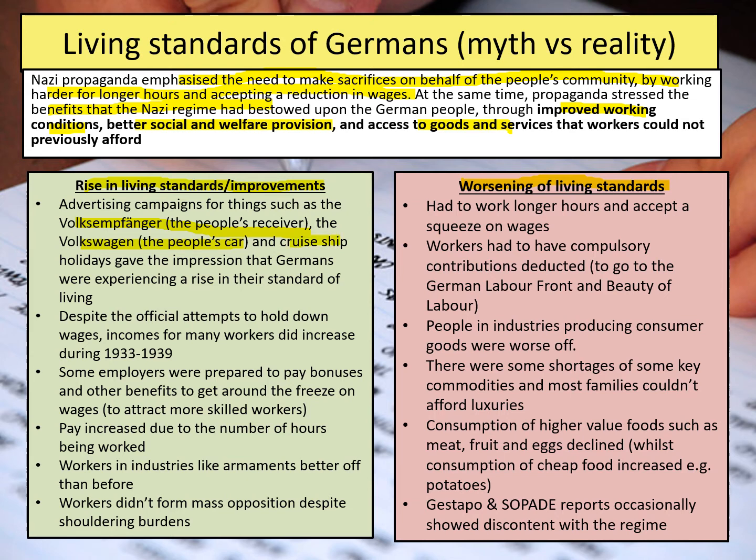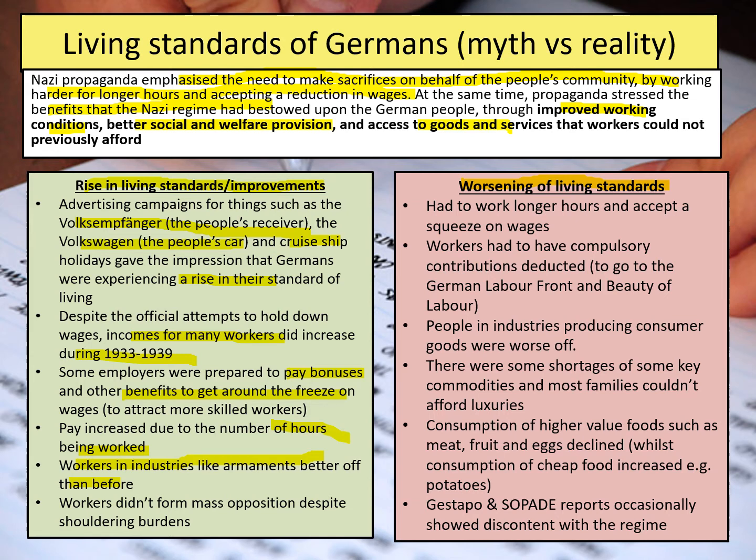There's also things like the cruise ship holidays as a result of the Strength Through Joy movement that gave the impression that Germans were experiencing a rise in their standard of living. Also, despite the fact that the Nazis did try and hold down wages, incomes for many workers did increase during 1933 to 1939. That's often because some employers were prepared to pay bonuses and other benefits to get around the freeze on wages. So we did mention the pay increased for a couple of reasons, and that was often due to the number of hours being worked being much higher now. Also, because the Nazis really prioritised rearmament and the military economy from 1936, some workers in particular industries like armaments were better off than before. The Nazis saw them as a priority and therefore they benefited more than other groups of workers.